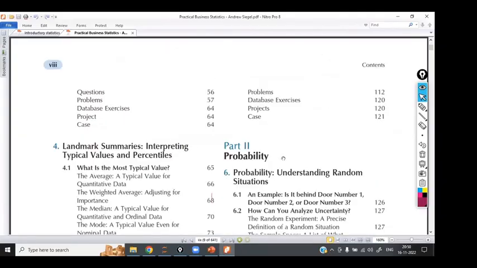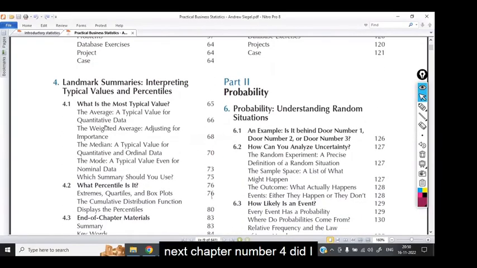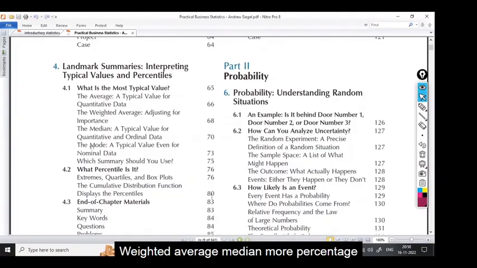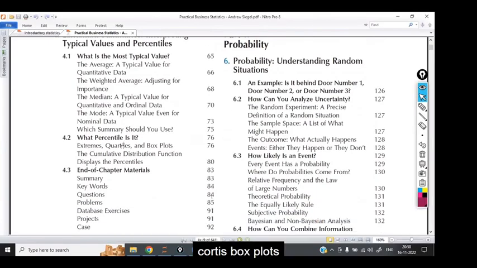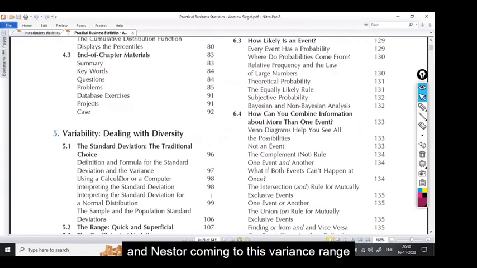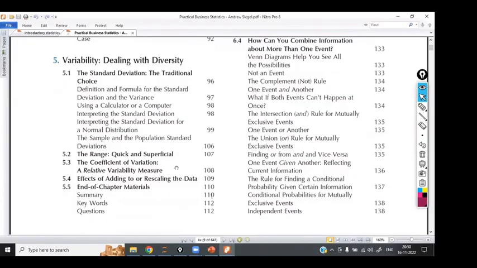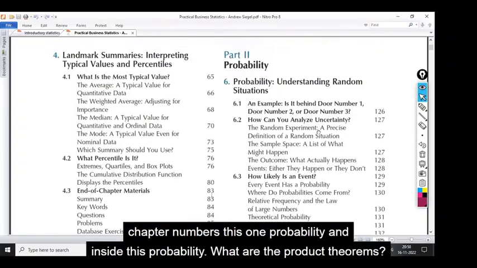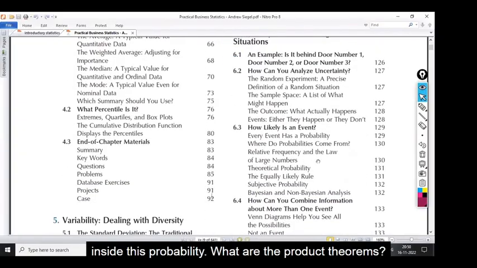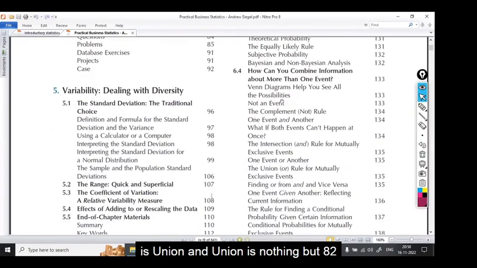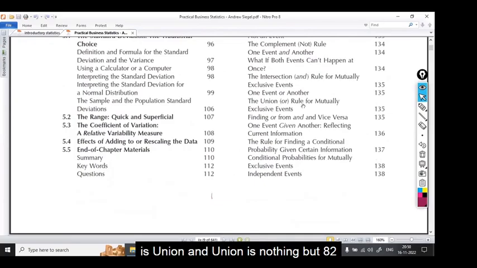Right? Next, chapter number 4. Did I tell you what is meant by average? Weighted average, median, mode, percentile, quartiles, box plots, and next coming to variance, range, coefficient of variation. Next, chapter on probability, and inside this probability, what are the theorems? We have the probability theorems. And next one is union, and union is nothing but the additive rule or multiplicative rule.